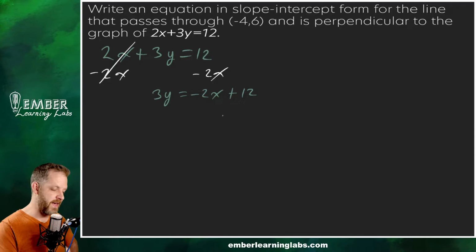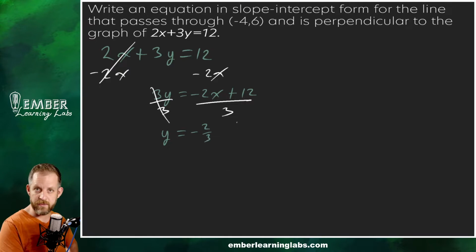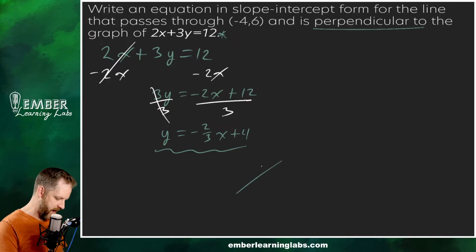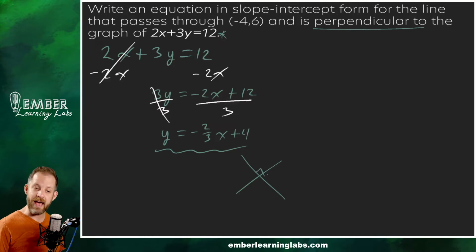We've got to divide that 3 off. That cancels, leaving us with y = -2/3 x, right? Negative 2 divided by 3 is -2/3 x, and then 12 divided by 3 is 4. So this line that we just found, this is this one. This line, it says, is perpendicular to our line, so they cross at 90-degree angles, something kind of like that.